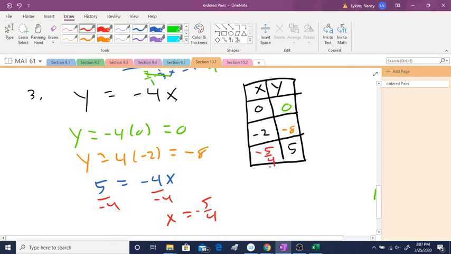So this concludes simple graphing techniques using tables and also understanding the ordered pair and the different quadrants in the x and y axis.